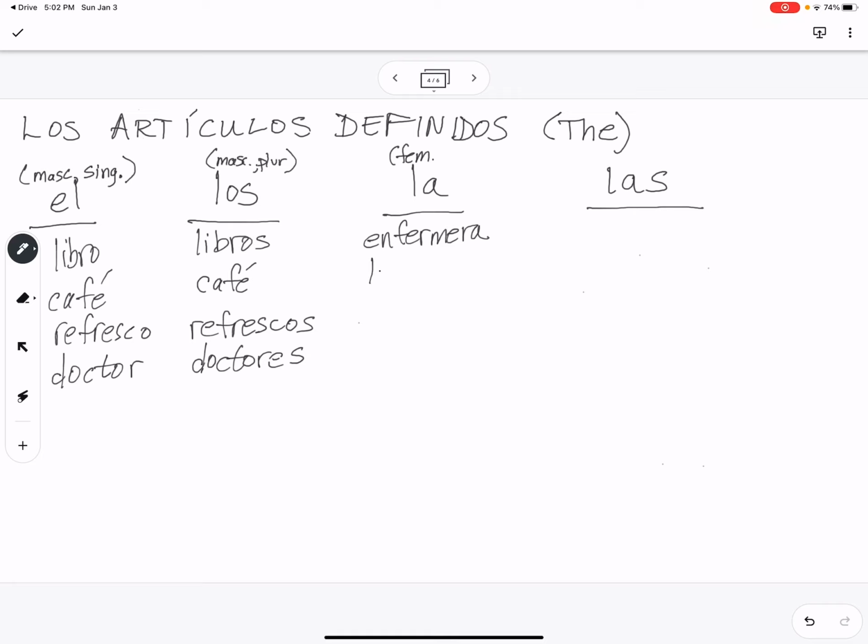La lección. La lección means the lesson. That ends in the letter combination ion with an accent over the O. So that's how we know that that's feminine. La enfermera, the nurse. La lección, the lesson.